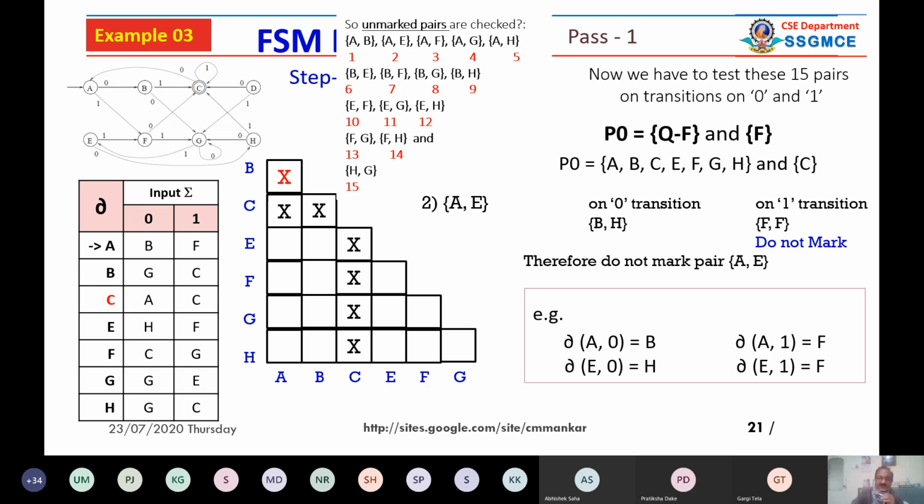So we are choosing pair number 3. Like this. So pair number 3 is AF. Again, AF on 0 goes to BC and AF on 1 goes to FG. So again, here is what is happening. BC is there. B is on the left side and C is on the right side. So we are marking it by red X. And ultimately, we are marking AF as X.